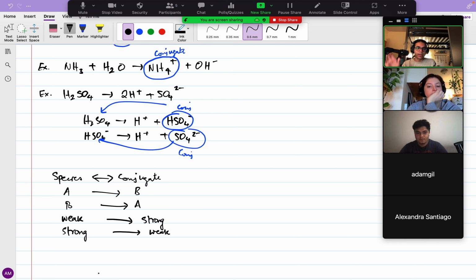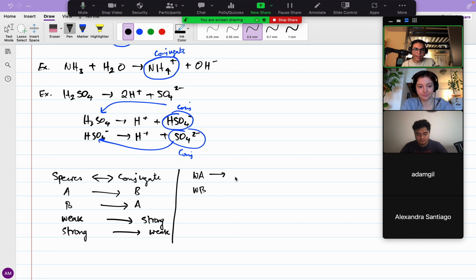Okay? So, higher the strength of the species, weaker its conjugate. Weaker the species, stronger the conjugate. So it's opposite both in strength and in acid-base nature. Okay, given that, let's exhaust all the cases. So you can have, I'm gonna say strong acid. No, let's start with weak acid. Weak acid and weak base.